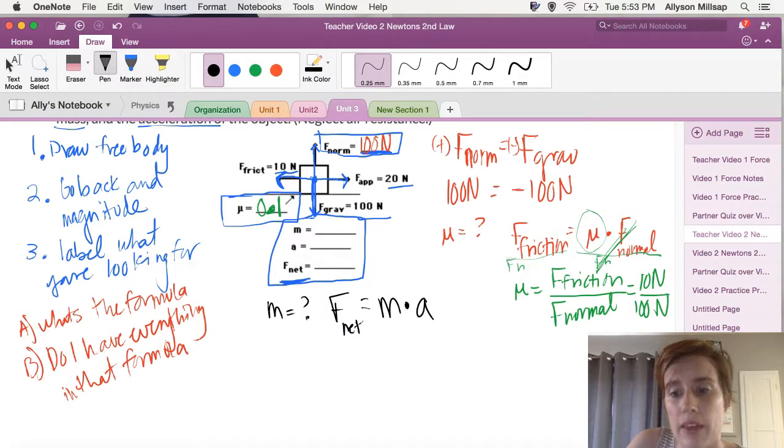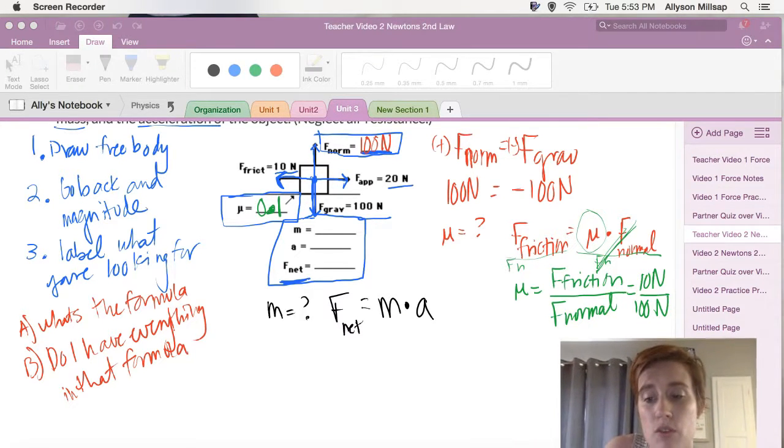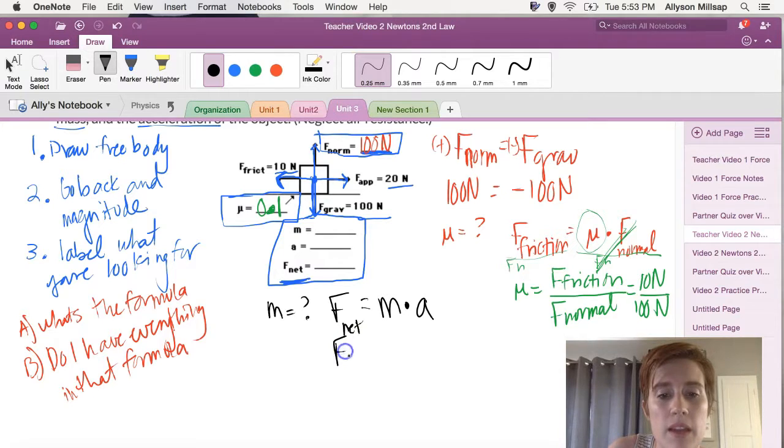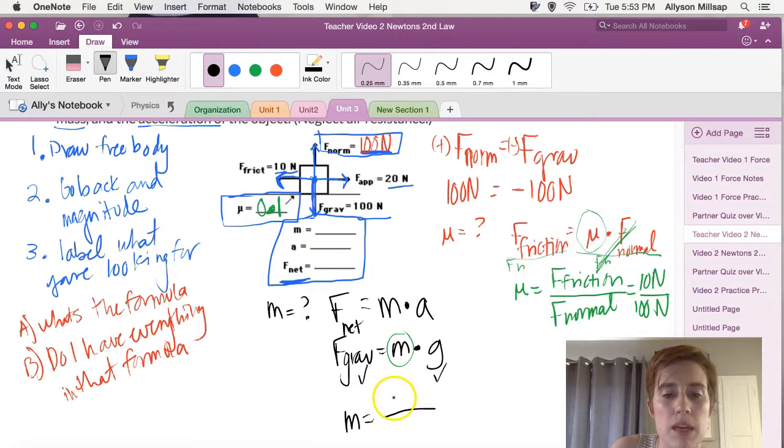However, there is another formula that has mass in it. I don't know if you remember, but it's the one where the gravitational force is mass times gravity's constant. So let's ask ourselves, do we have these things? We do have the gravitational force, yes. We do know g, it's always negative 9.8. So can I solve for mass? I sure can. So mass is going to be my gravitational force divided by gravity. What's my gravitational force? It's 100 newtons. What's gravity? It's negative 9.8 meters per second squared.